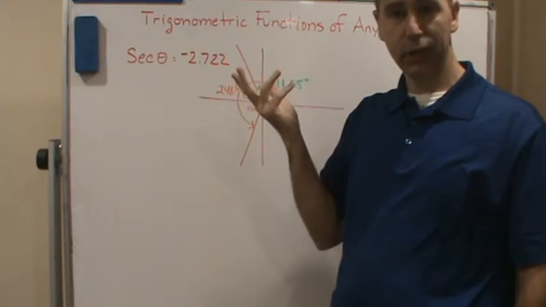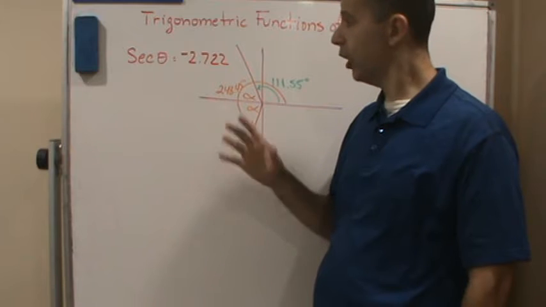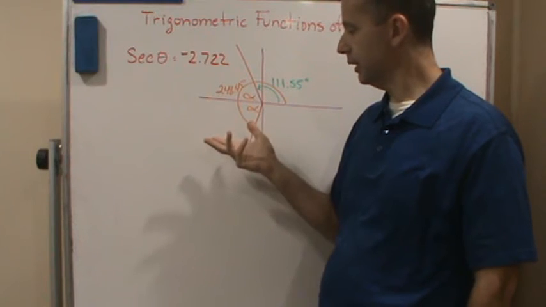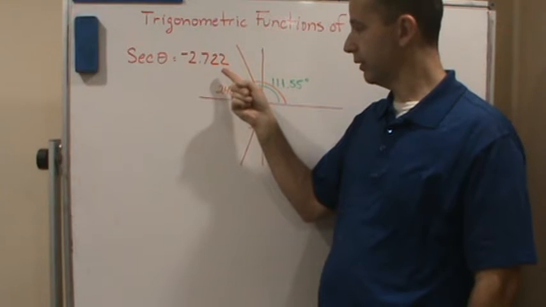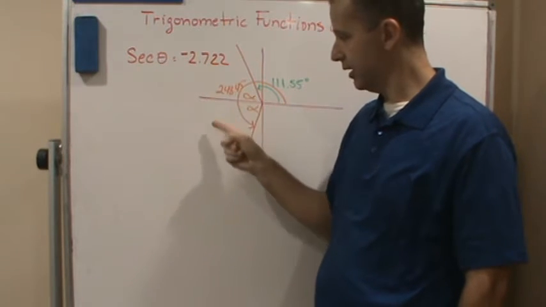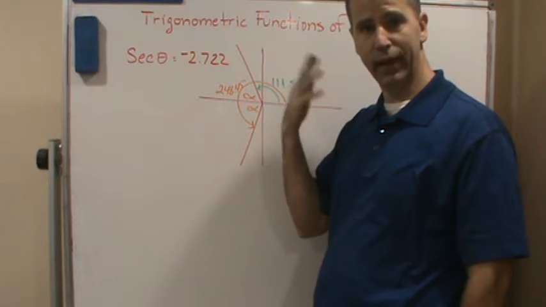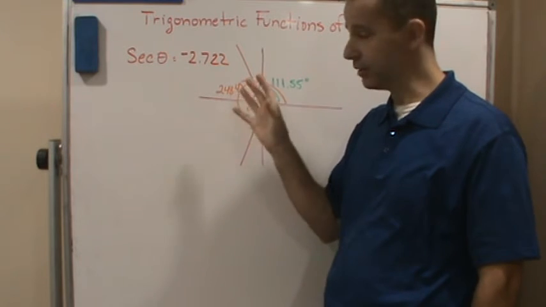think to yourself, what angles is secant negative in? Well, cosine is negative in what? The second and third quadrant. So is secant. Secant is negative in the second and third quadrant. So again, having a knowledge of when these functions are negative and positive will help you.